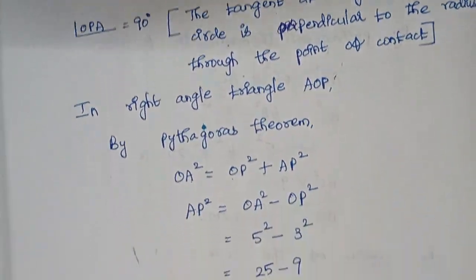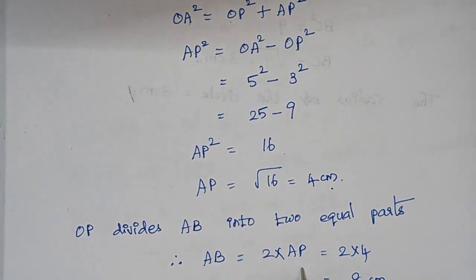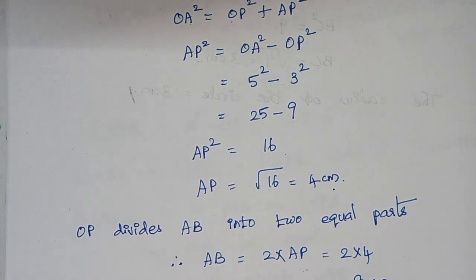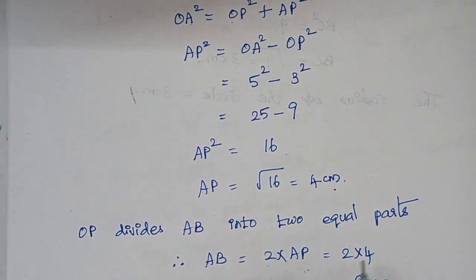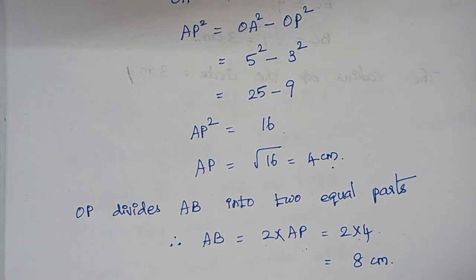So the same thing here, you see, AB is nothing but 2 times AP. It's up to you. You can solve it like this, or you can write AP plus PB is equal to AB. Since both are equal, we can write 4 plus 4 equal to 8. So AB is 2 times AP. Therefore 2 into 4 is 8 centimeter. Therefore the length of the chord is 8 centimeter.